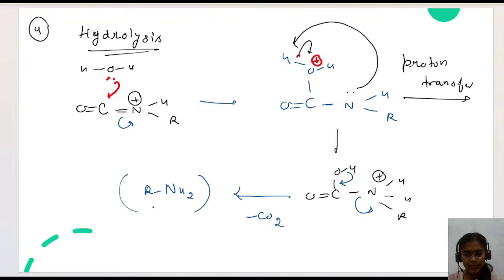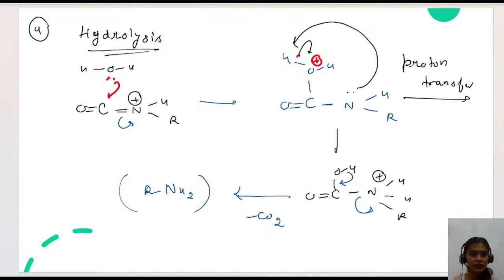Like the previous one, no need to represent all the steps again. Simply write hydrolysis and just go with the primary amine and CO2, and that's it. So this is the full mechanism. Again, you can go with the shortcut like the previous one. So this is the second reaction, the Schmidt reaction.